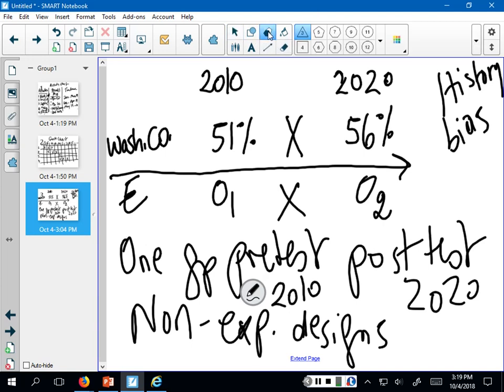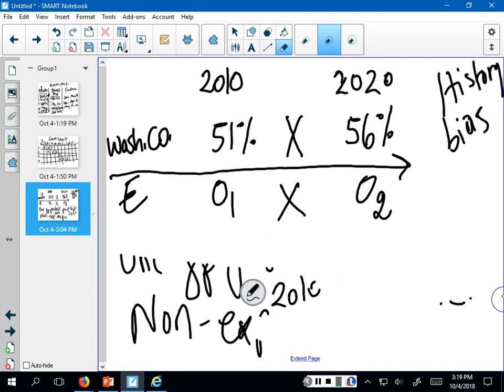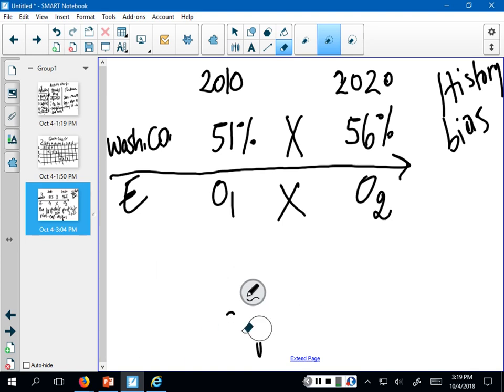Now, how can we improve on this design? How can we improve on it so we can have more confidence in our conclusions and our findings? Please, I look at the pre-test, post-test, and post-test. Can you go over it again?